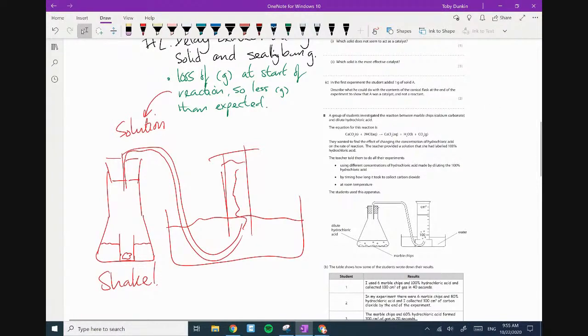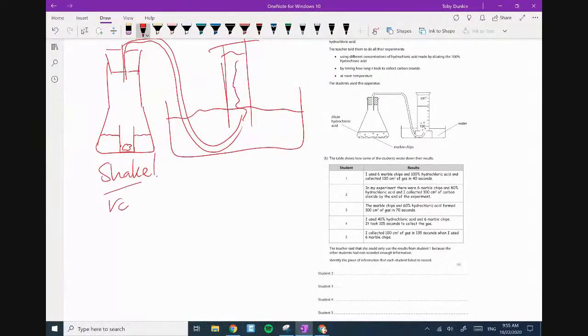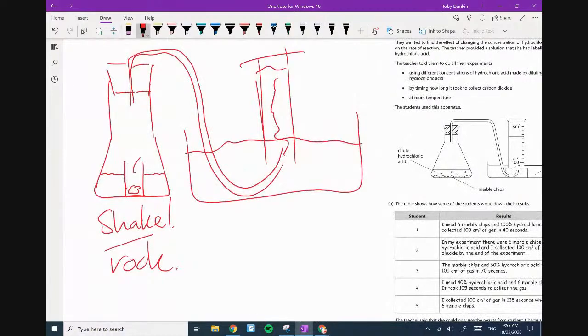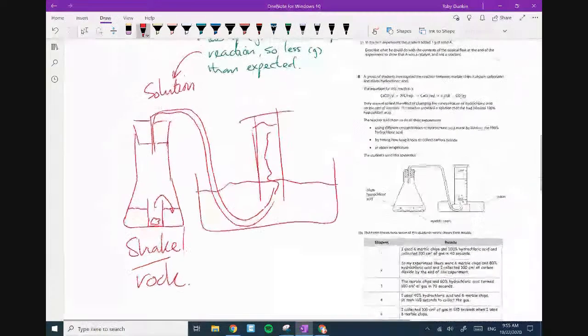Never saying that again. So when you shake or rock the flask, you're going to rock it up in chemistry. So when we rock the flask, this falls over and the solid drops out into the acid. So a nice easy fix.